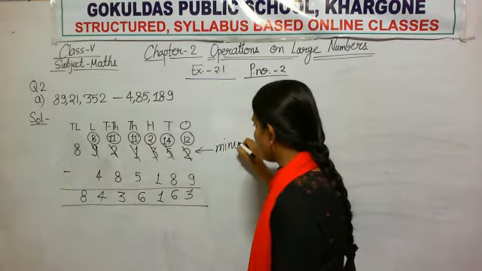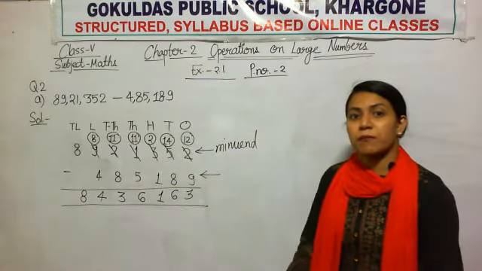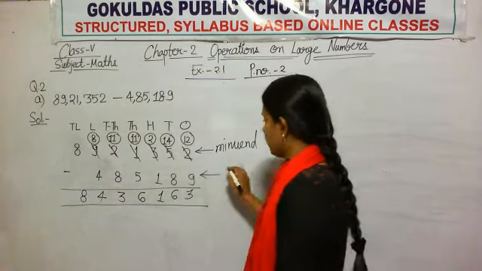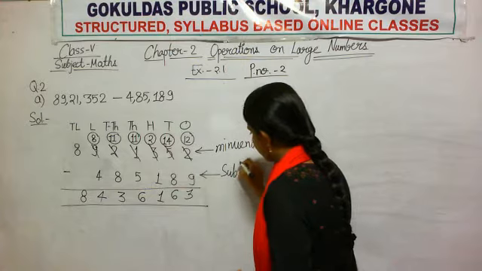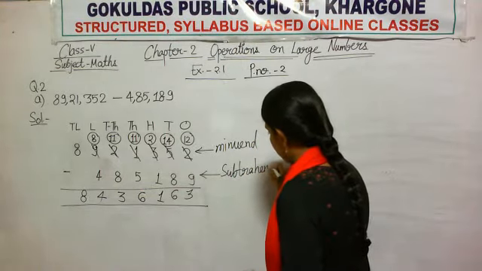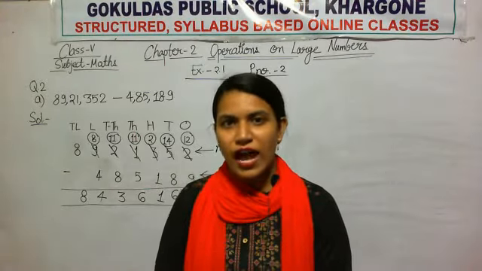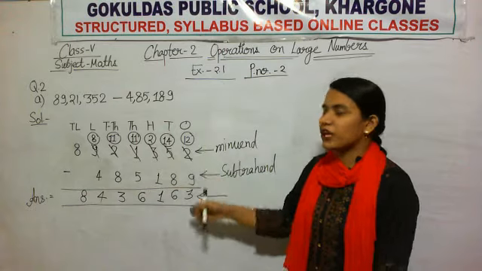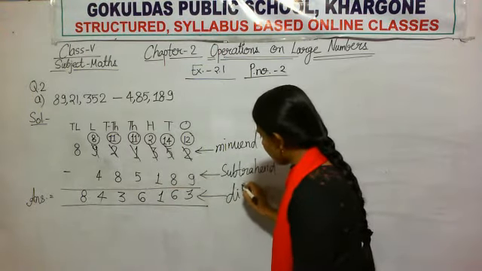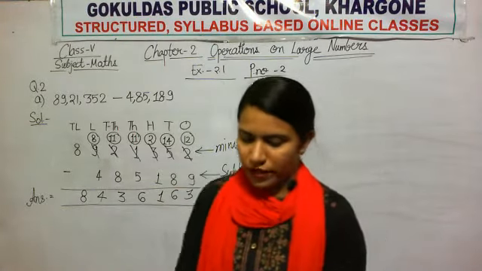Minuend. Very good. What is the term for the number to be subtracted from the minuend? Tell me fast. Subtrahend. Very good. And what is this? It is your result, your answer, right? So the result of subtraction is called difference. Result of subtraction is called difference. Okay.